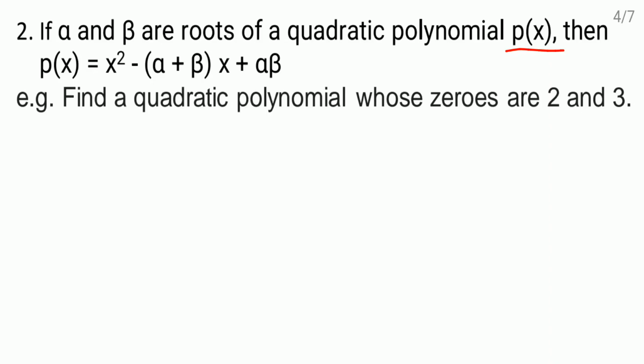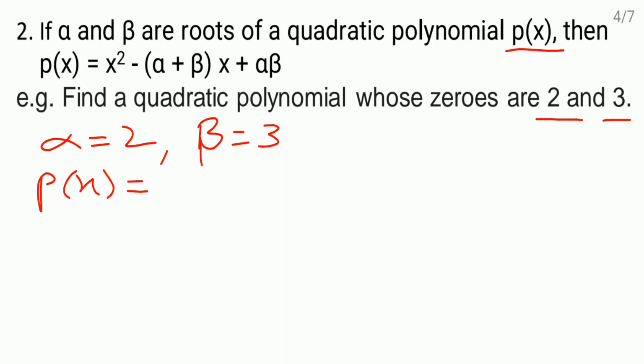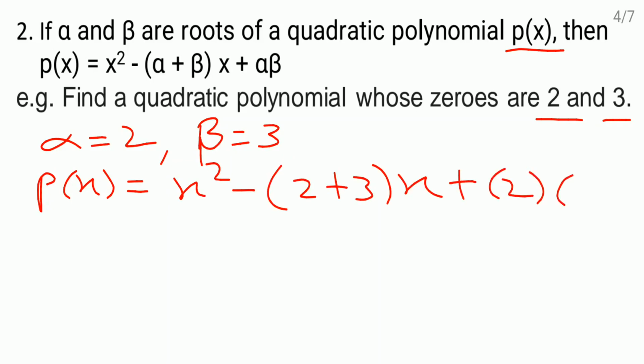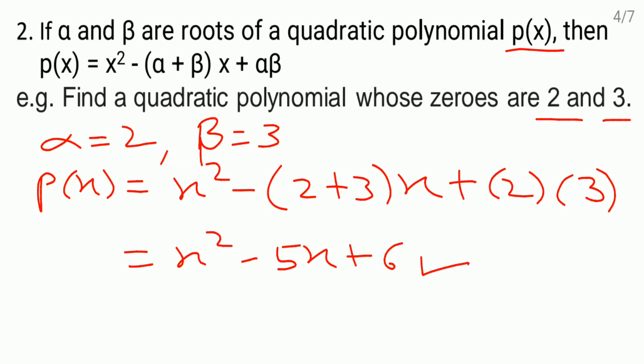Let us see one example here. Find a quadratic polynomial whose zeros are 2 and 3. That means we have alpha equal to 2 and beta equal to 3. We know the format to write down the polynomial. So here I write p of x equals x square minus (2 plus 3) x, because alpha plus beta, and plus alpha into beta, which is equal to x square minus 5x plus 6. This is the quadratic polynomial. Let us see the next point.